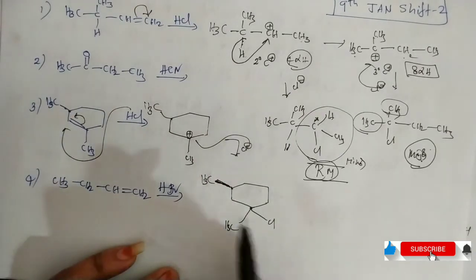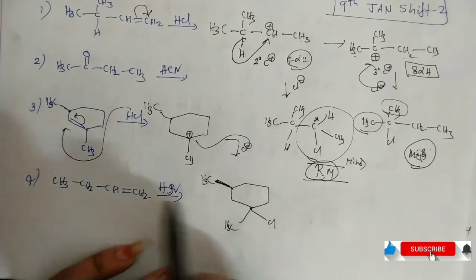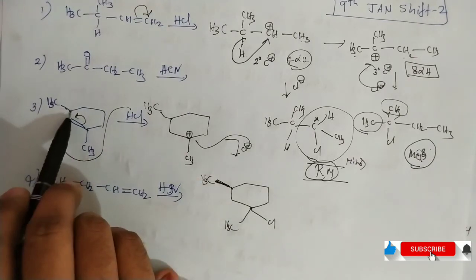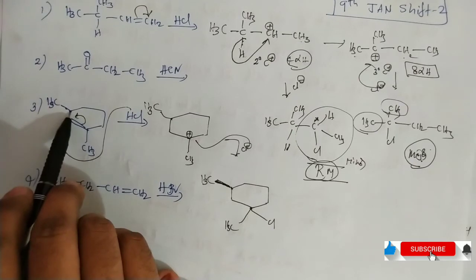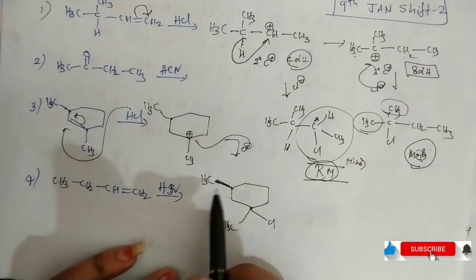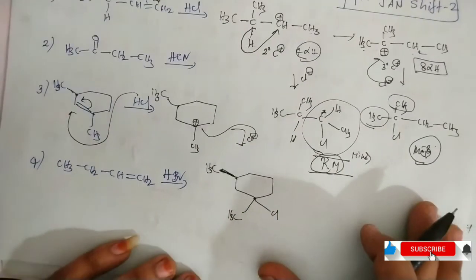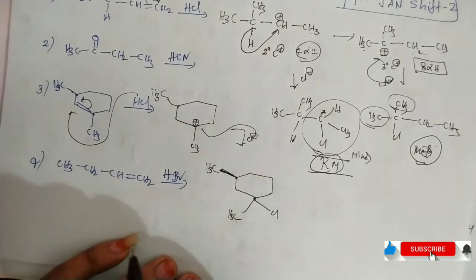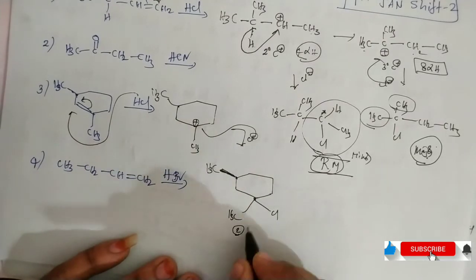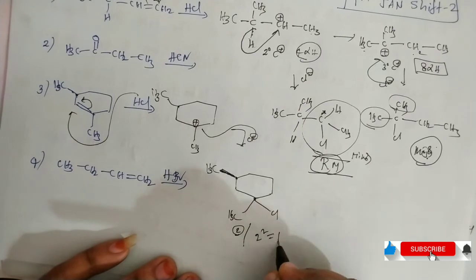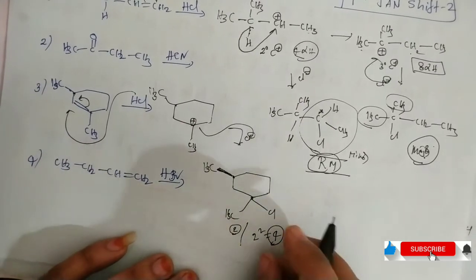But here in this case, the configuration of this carbon is not clearly mentioned. That means it may be either above the plane or below the plane. So now in this case it is a chiral carbon, it is a chiral carbon. Totally two chiral carbons and this compound is an unsymmetrical compound. 2 power of 2, 4 isomers are produced.